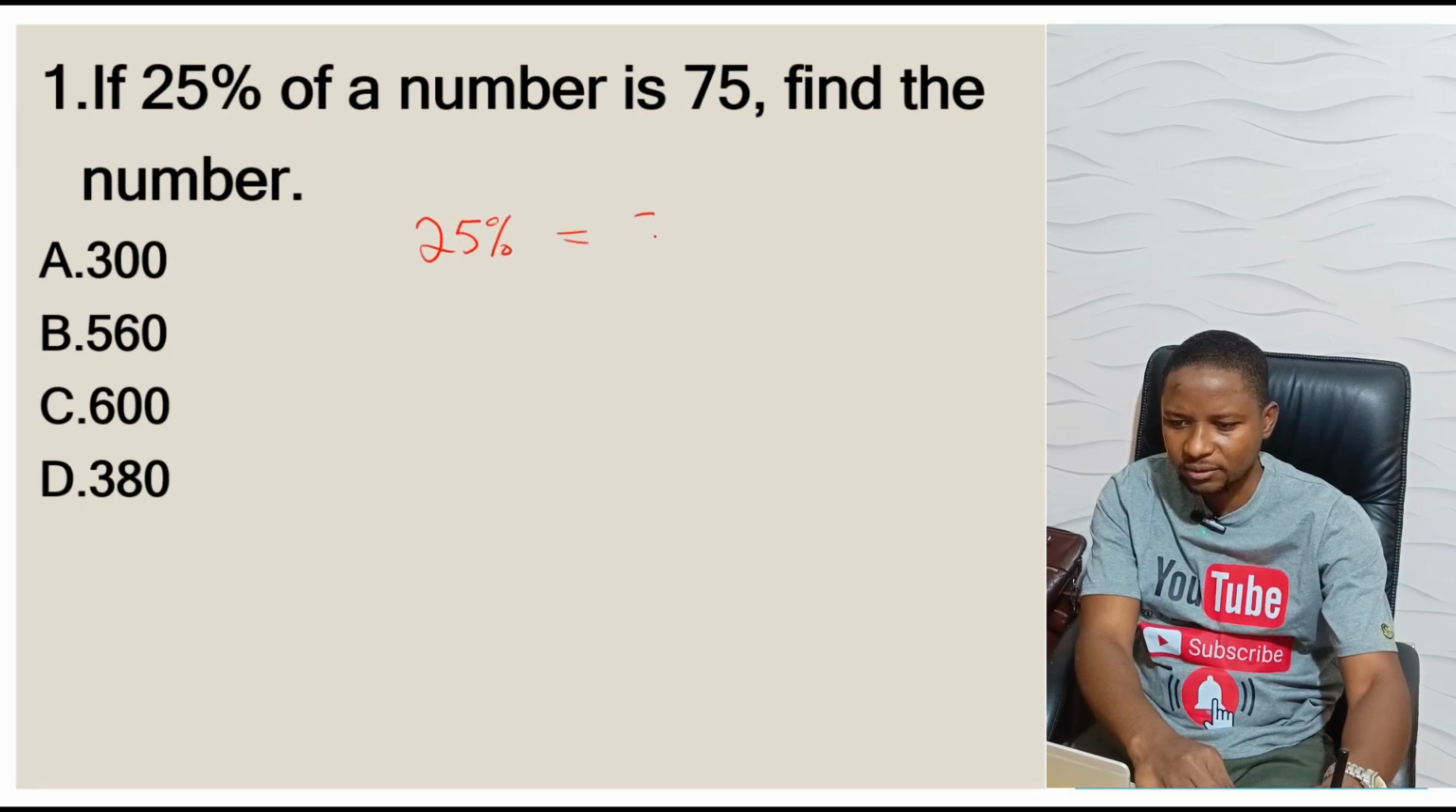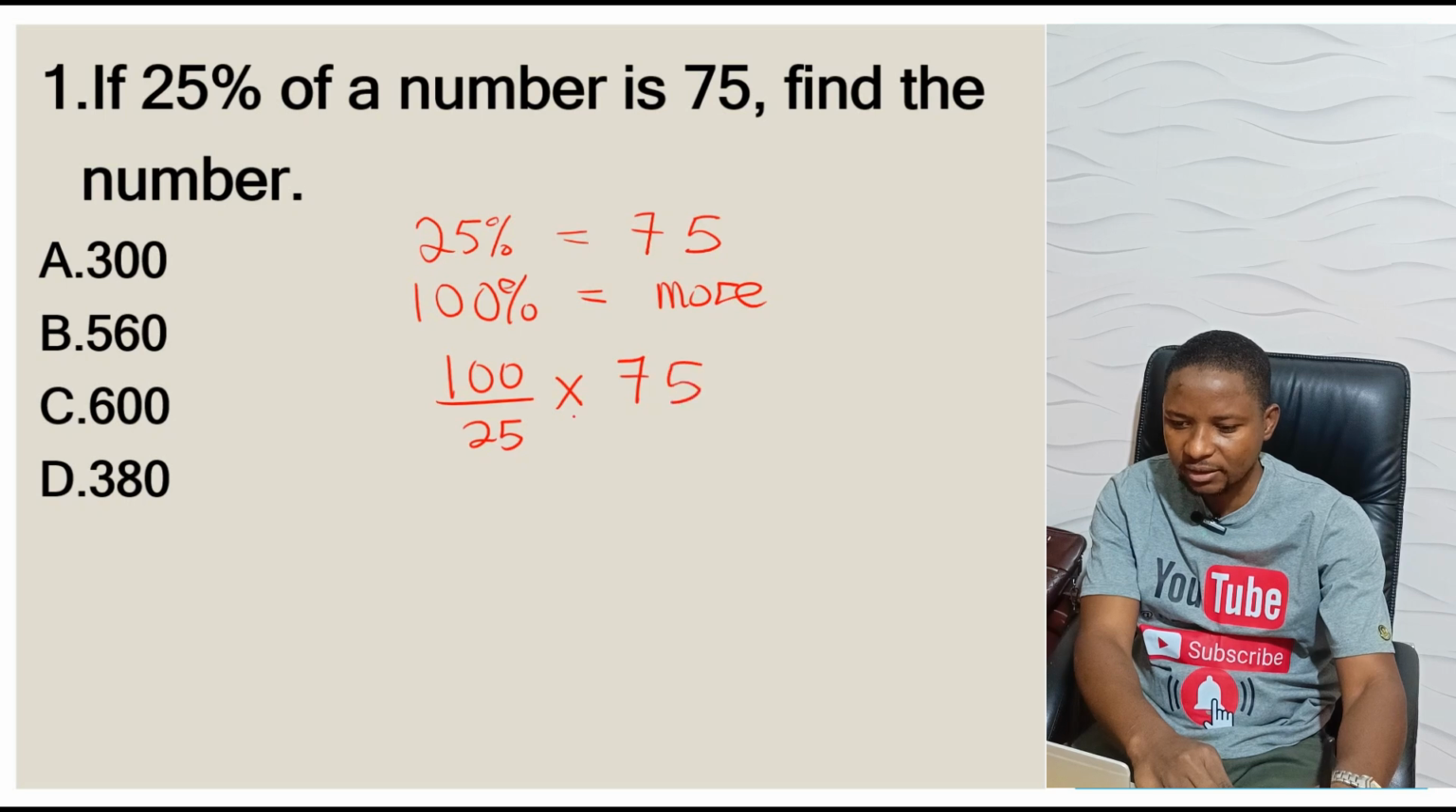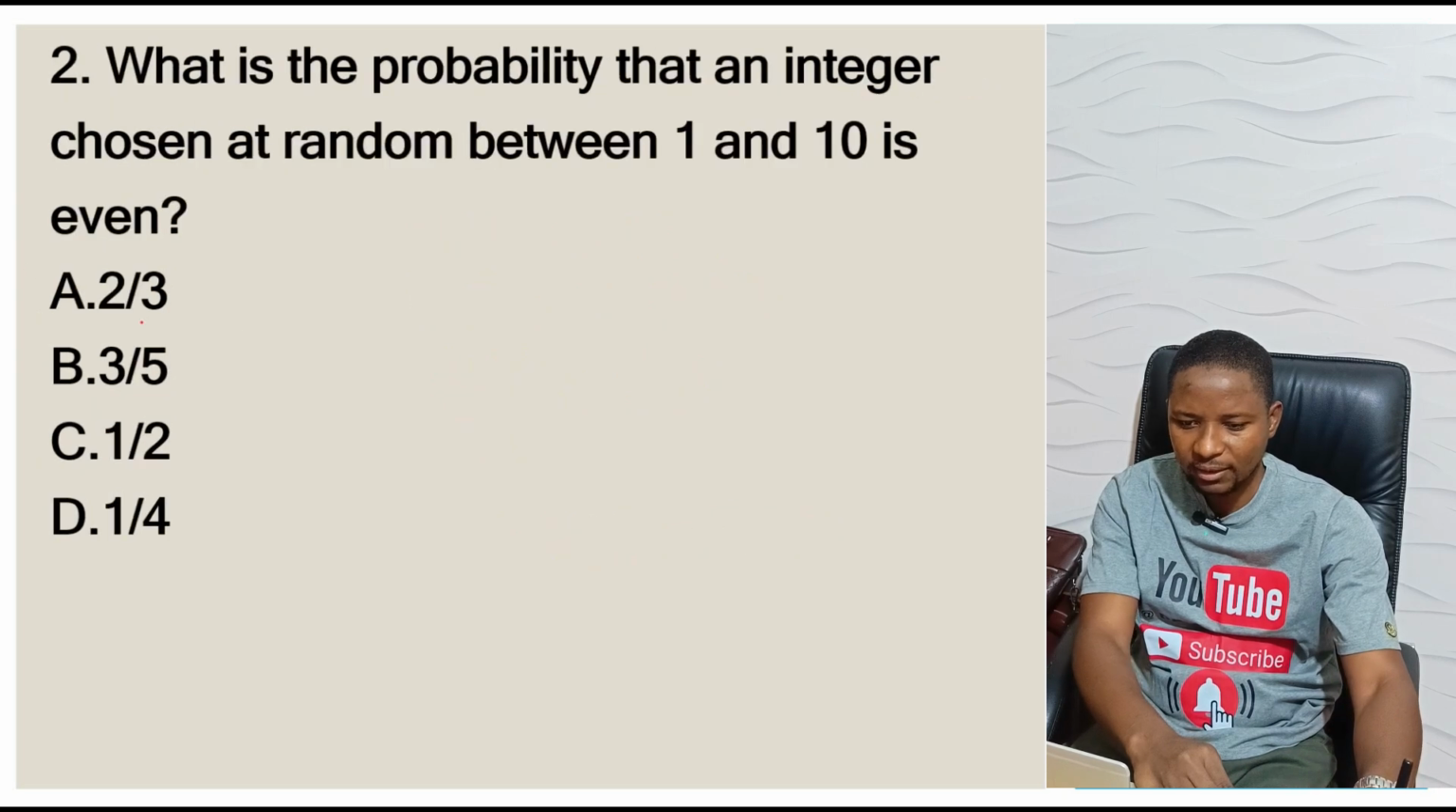25% of the number is 75, and we need to find the number, meaning we're looking for the original, which is always 100%. So 100 over 25, I've dropped the percentage sign, and you multiply by 75. 25 in 100 is 4. So you have 4 times 75, which will give you 300. And that is option A.